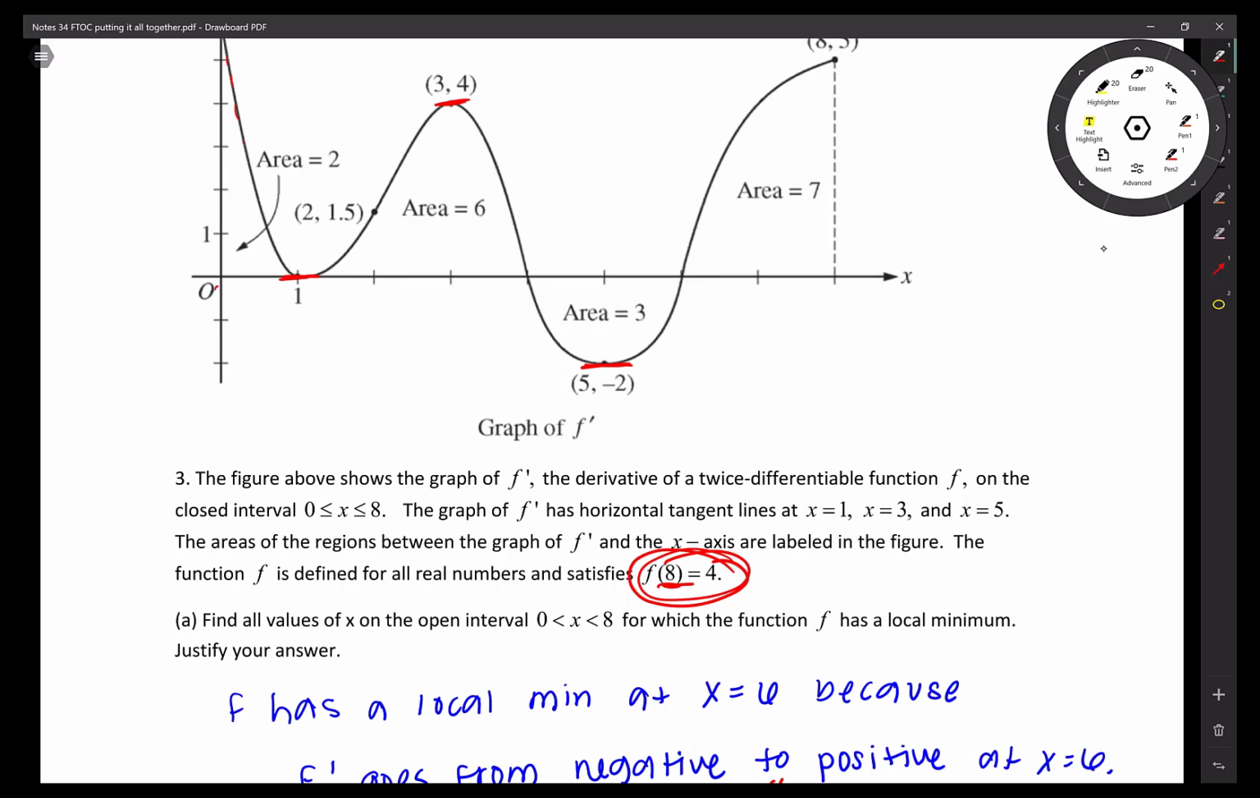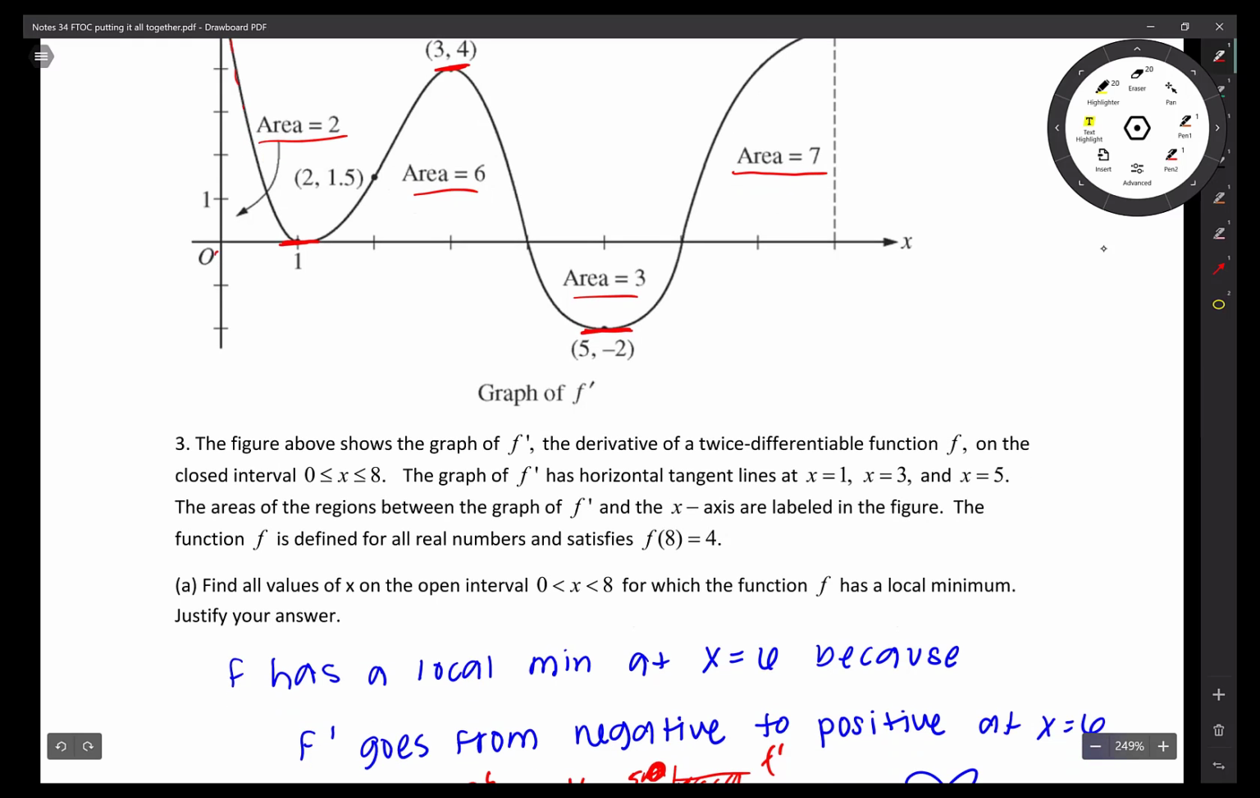The areas of the regions between the graph of F prime and the x-axis are labeled in the figure. Oh, yeah, they labeled them very nice. Notice they're being very extra. They even put the word area in there to make sure that you are not confused that that 7 does not mean anything else besides the area of that one region. They're just being very cautious, which is fine.